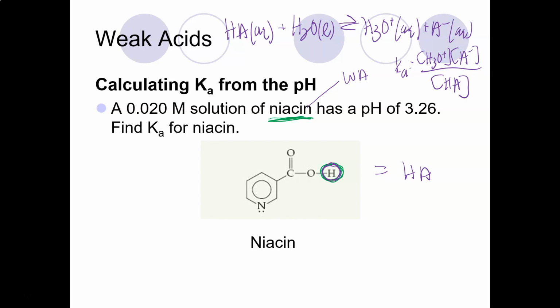So what I need is I need to know the equilibrium value of H3O plus, I need to know the equilibrium value of A minus, and I need to know the equilibrium value of HA. So when I do products over reactants, I can put those numbers in. We were given no direct equilibrium values. The 0.020 molarity, that's going to be an initial molarity, and then we were given the pH. Okay, so what I'm going to do is I'm going to go ahead and set up my ice table because I know I need an ice table. I don't have all the equilibrium values that I need.